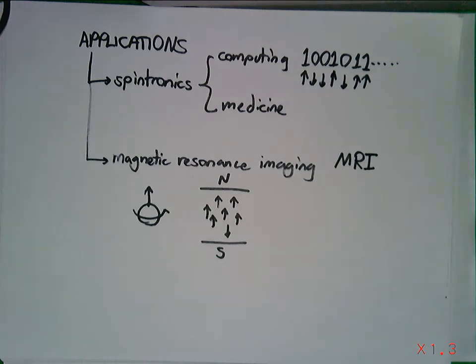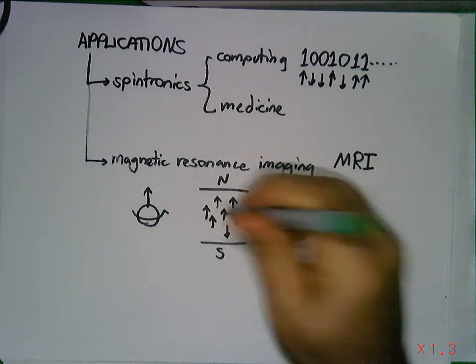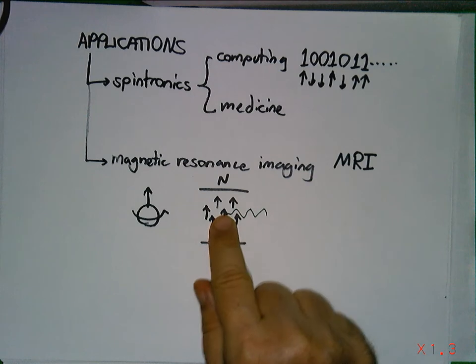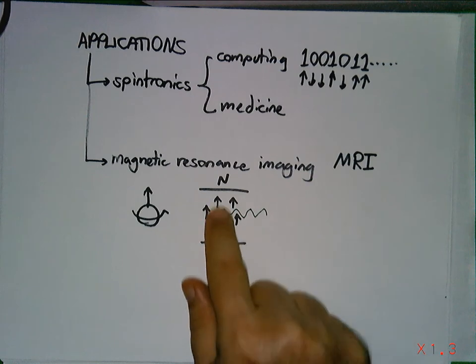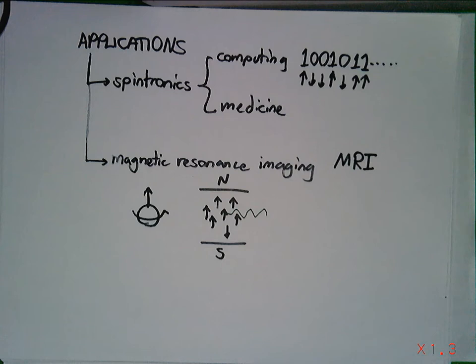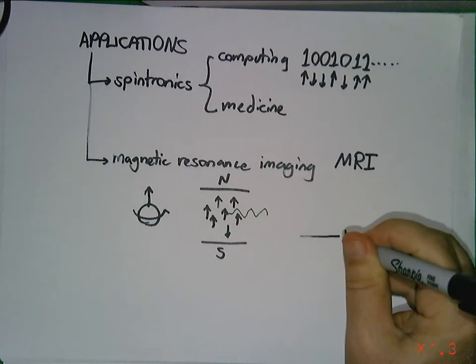If you sent in a radio signal that was just the right wavelength or frequency, it could put those spins from the ground state, all aligned like this, into an excited state by flipping them. Now, let me oversimplify just a tiny bit and say here is the state where they're all aligned.